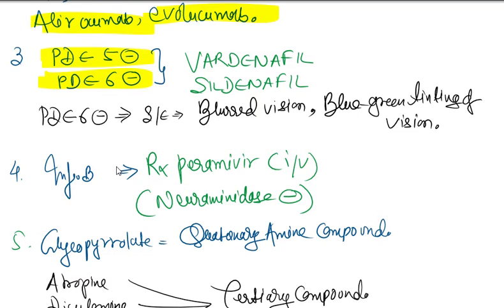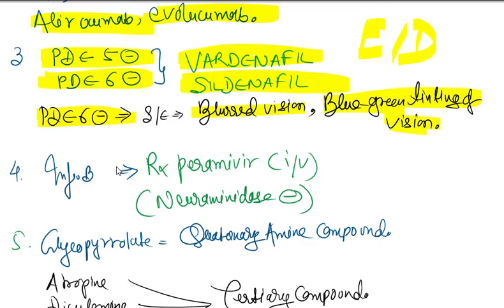Next one, the drug which is acting as a PDE5 inhibitor with PDE6 inhibition, so both can be used. So we have two drugs, vardenafil and sildenafil. Vardenafil and sildenafil can be used for erectile dysfunction, but they have a side effect of PDE6 inhibition, that is blurred vision and blue-green tinting of vision. So eye symptoms are there if there is PDE6 inhibition.